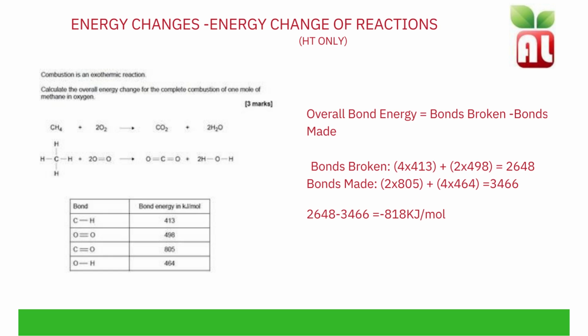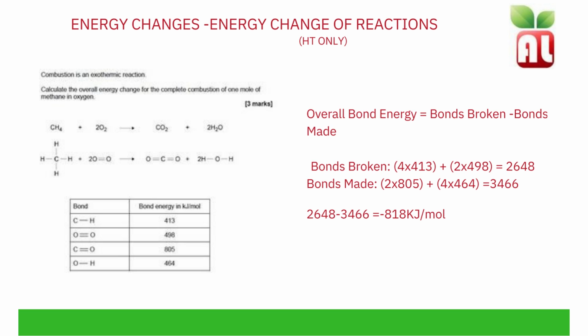Calculating energy change of reactions. Overall bond energy can be calculated by calculating the energy required to break the bonds of the reactants, subtract the energy released when the bonds are made. You will be provided with bond energy data. For example, the carbon-hydrogen single bond requires 413 kilojoules per mole of bond to break. It also releases 413 kilojoules per mole of energy when a carbon-hydrogen single bond is formed.